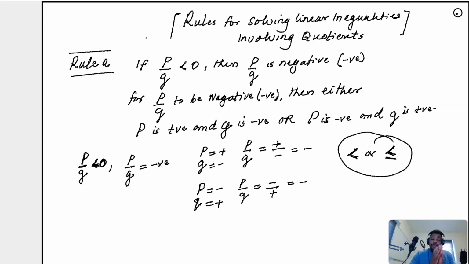So now we have 2 rules. But to any of these rules, there are 5 steps that we need to follow. Now, let's look at an example where we are going to apply this rule and all the steps necessary.